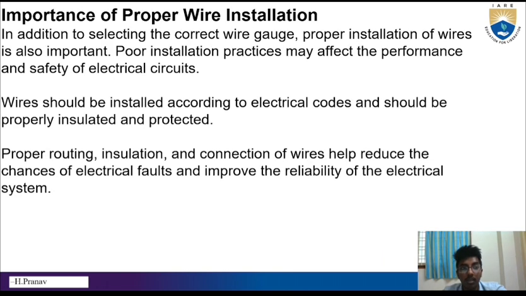So, the importance of proper wire installation: in addition to selecting the correct wire gauge, proper installation of wires is also important. Poor installation practices may affect the performance and safety of electrical circuits. Wires should be installed according to electrical codes and should be properly insulated and protected. Proper routing, insulation, and connection of wires help reduce the chances of electrical faults and improve the reliability of electrical systems.